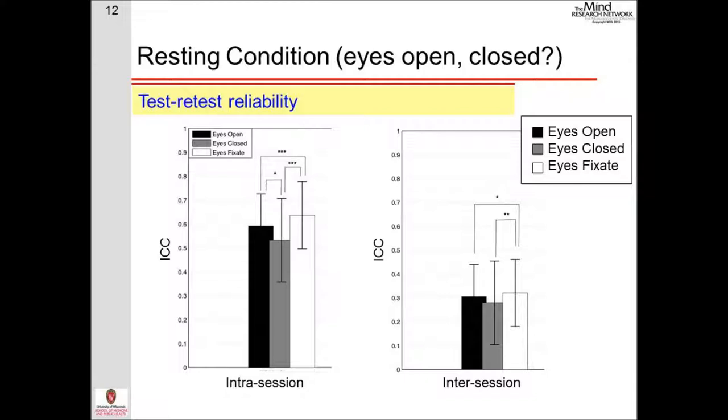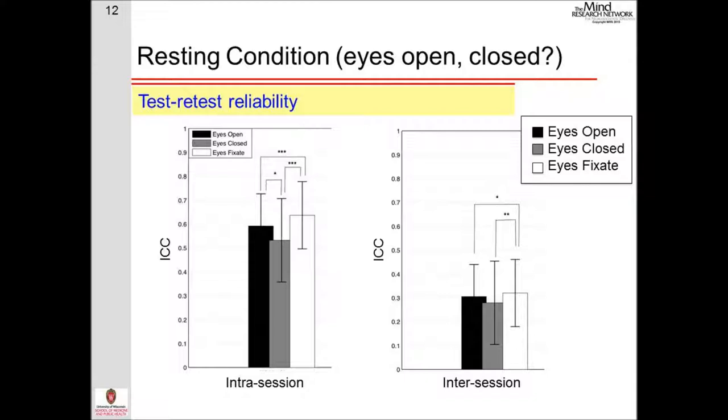The other one that's a little bit disconcerting to us is that the intersession reliability, bringing somebody back two to three months later, dropped about 0.3. So not that great. So that's one of the things I'm working on right now: how can we improve that? Is there a way we can improve that test-retest reliability, particularly from session to session?